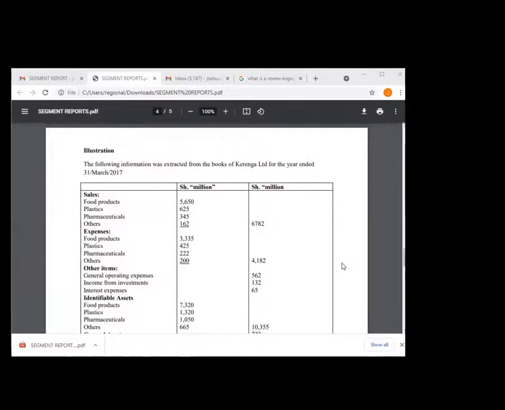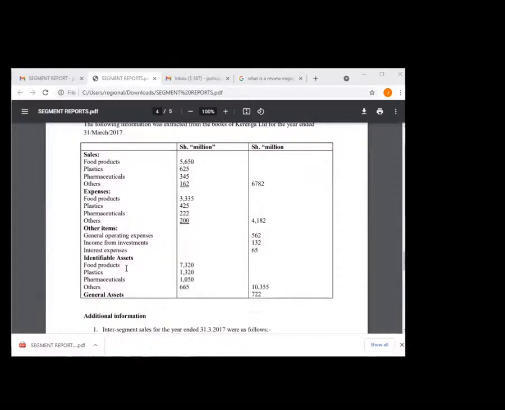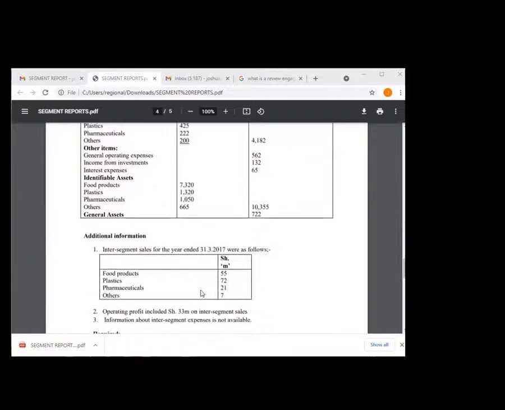The following information was extracted from the books of Kerenga Limited for the year ended 31st March 2017. You can see sales. They're giving you sales in the form of segments: food products, plastics, pharma, others. Expenses the same, and others. General operating expenses and other items. We have income from investments, and then we have interest expenses. Then we have identifiable assets for each of the segments, and then we have the general assets.